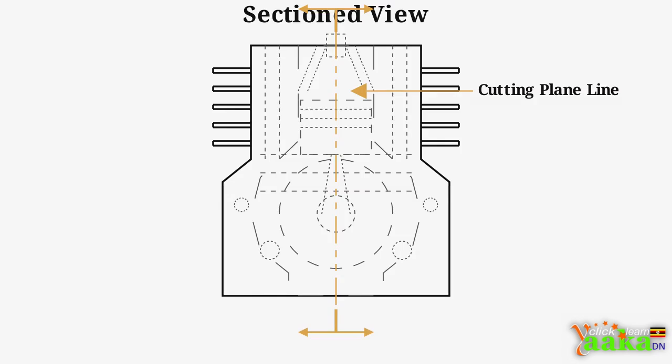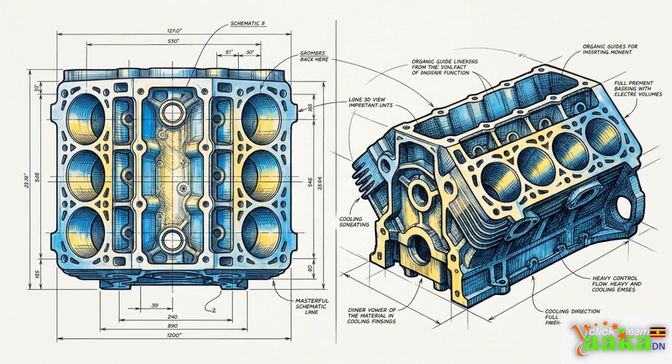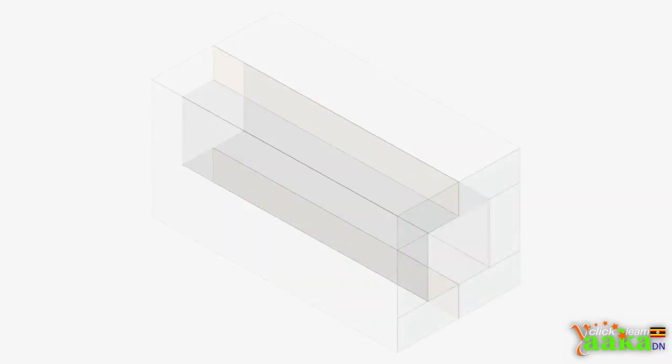Imagine a sheet of glass, a cutting plane, slicing straight through the object. Immediately, those chaotic dashed lines disappear, replaced by visible, solid boundaries showing the exact internal cavities. By virtually cutting the object open on paper, you translate a cluttered blueprint into clear instructions that a manufacturer can actually build from. Let's apply this to a simpler object.